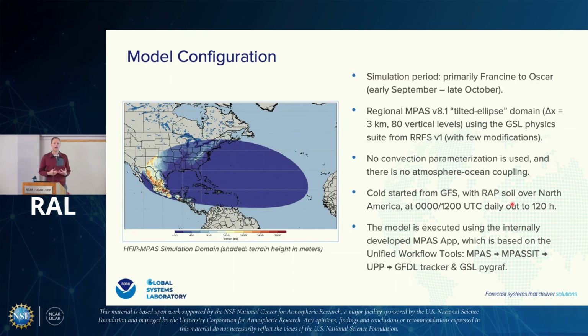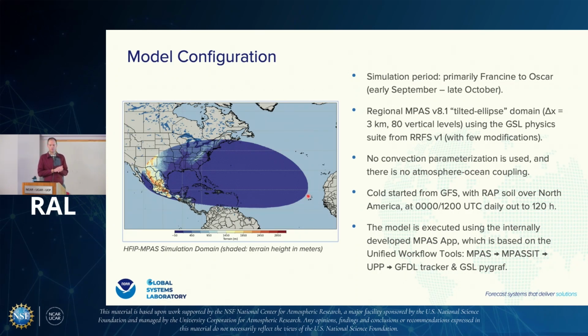So in terms of how we have MPAS set up for our hurricane applications, we're utilizing the regional MPAS configuration on the version 8.1 code base, so a little bit behind the current release, but not significantly so. 3-kilometer horizontal grid spacing with 80 vertical levels over this elliptical-like domain here, extending from the southeastern third to half of the United States toward the Cabo Verde Islands in the eastern North Atlantic Ocean here.